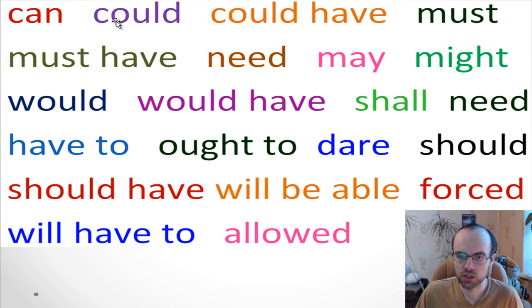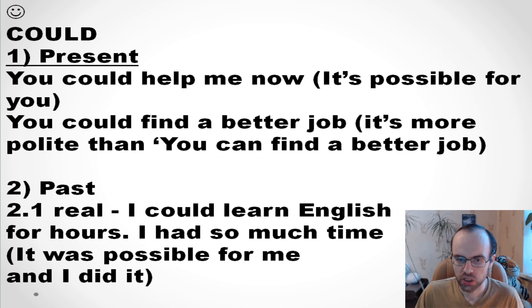Okay, next. Let's talk about could. It's a little bit more difficult. First of all, you need to know that we use could in two main situations, present and past. Really, we use could when we talk about the present. For example, you could help me now. It means that it's possible for you to do it. You could help me now.